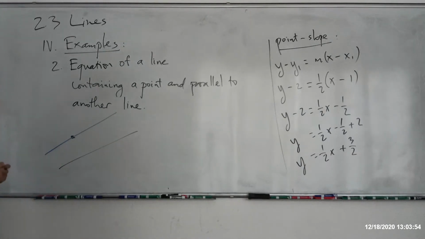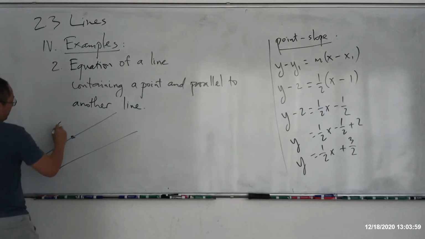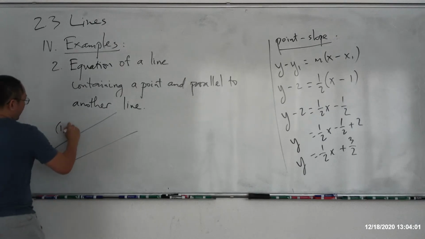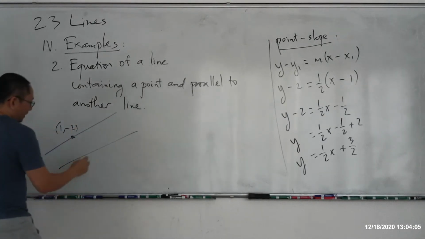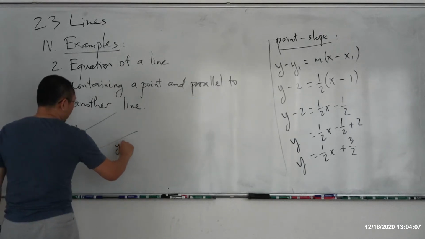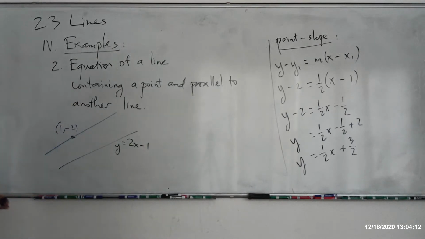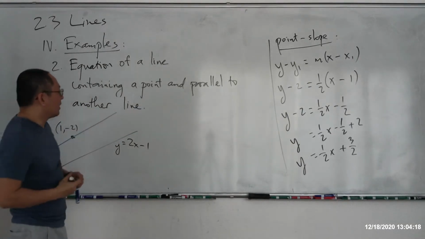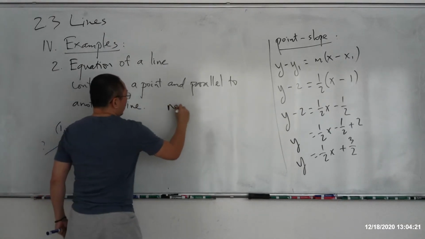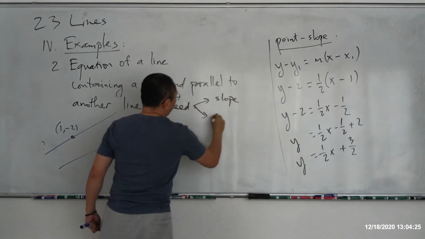Okay? So how do you find that line? Let me give you an example. This point right here, how about 1 comma negative 2? Just a random number. And the equation of the second line is y is equal to 2x minus 1. So you find the equation of the line, the blue line right here. That's what I claimed before. You're going to need 2 things to find the equation of the line. You need what? Slope. And you need a point.